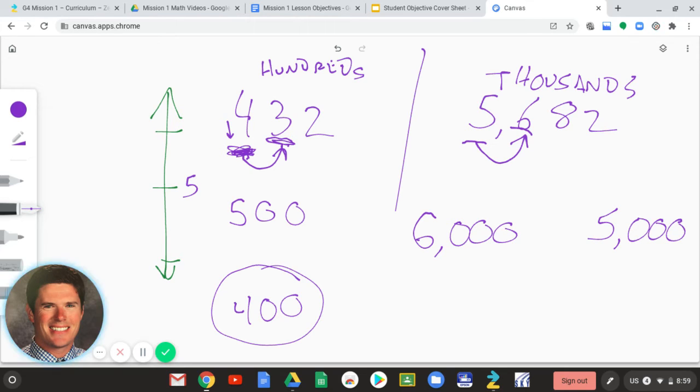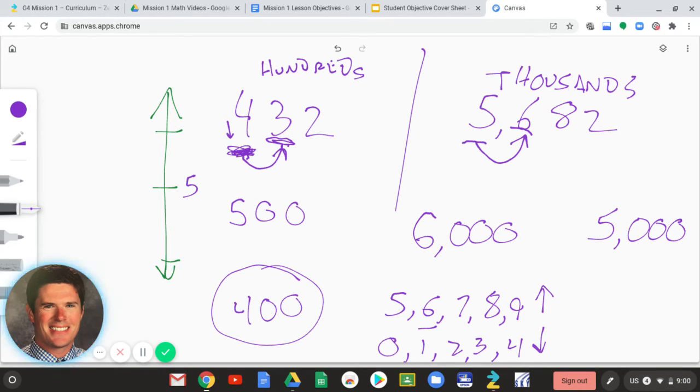So, as a refresher, if it's 5, 6, 7, 8, or 9, that tells us we round up. If it's 0, 1, 2, 3, 4, we round down. So in this case, it's a 6. So 6 tells us that we need to round up.